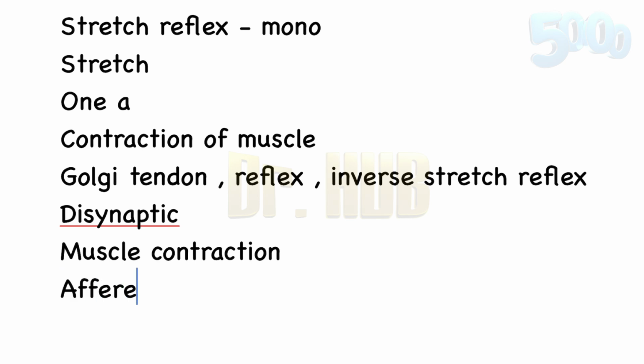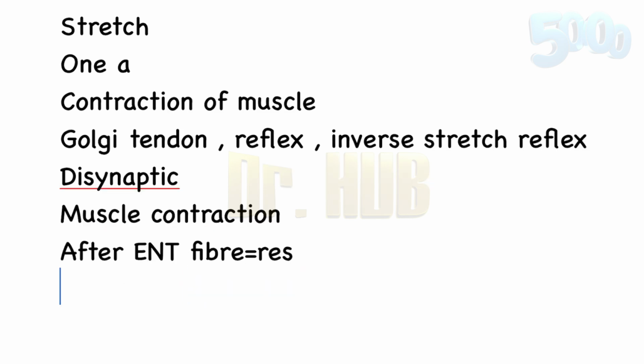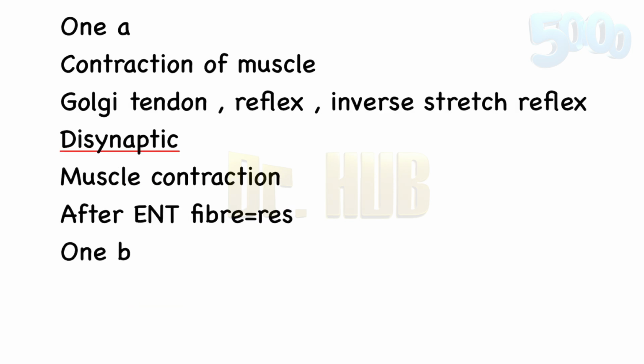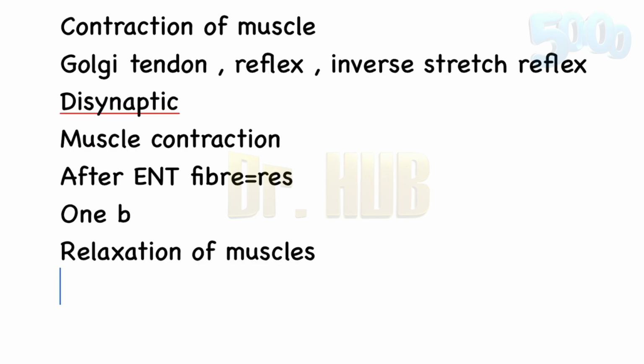So what about the afferent fibers? The afferent fiber involved is nothing but the 1B. So 1A was involved with the stretch reflex, 1B is involved with the disynaptic Golgi tendon reflex. So the afferent fiber is 1B and the response is the relaxation of muscles. So relaxation of the muscles is seen.